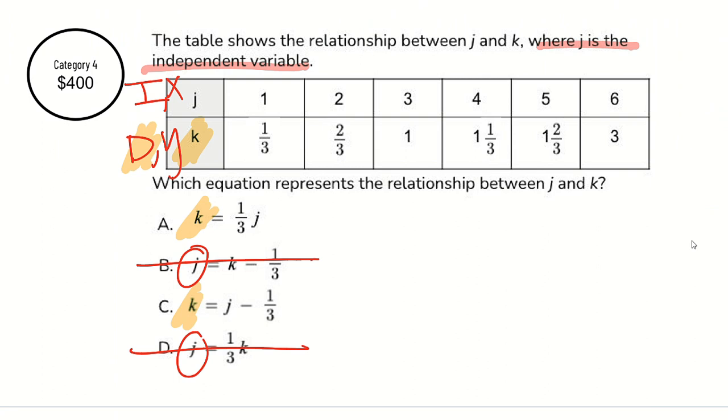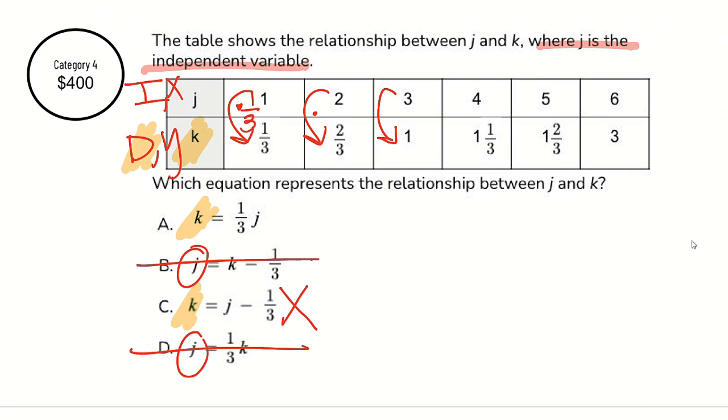Okay, so then I've got to figure out what's happening. How am I getting from my independent to my dependent? Let's look at our answer choices to help us out. A is 1/3 J. That means times 1/3. Or C is J minus 1/3. I don't think they're subtracting. No, because if we do 1 minus 1/3, we're not going to get 1/3. No, we're going to get 2/3. So I don't think this one's going to work. But I do know 1 times 1/3 is just going to be 1/3. Oh, that worked. That does work.